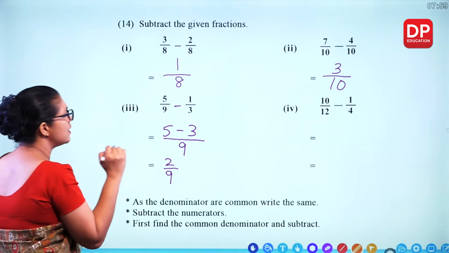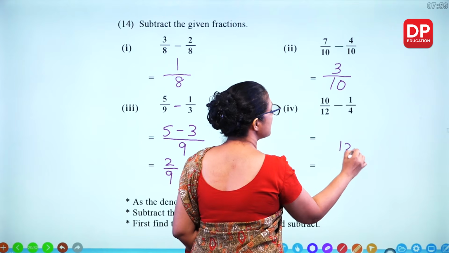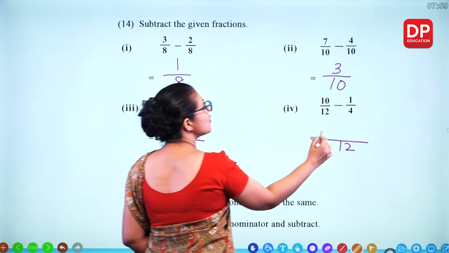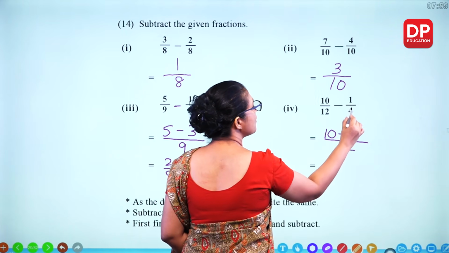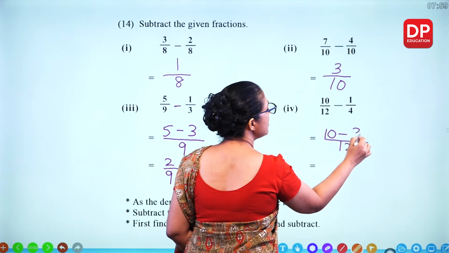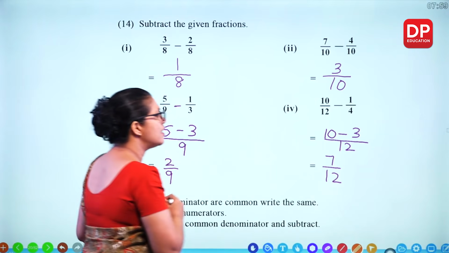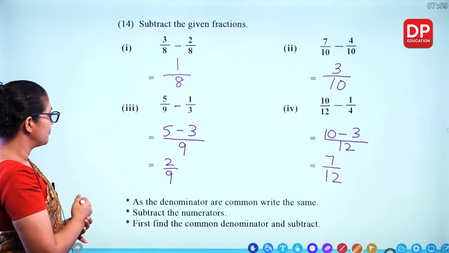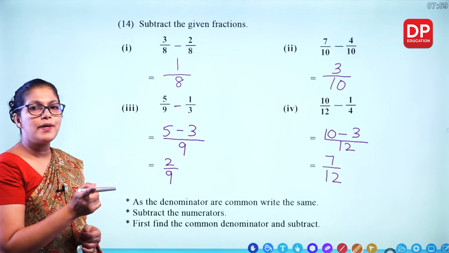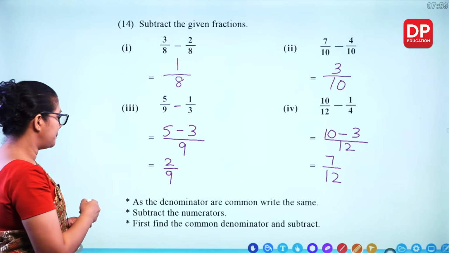So 2 over 9. 12 and 4, what's the lowest common multiple? 12. So 10 is already there. Convert 4 to 12, that's multiplied by 3. 3 times 1, 3. 10 minus 3, 7. 7 over 12. So when you get different denominators, you find out the lowest common multiple.